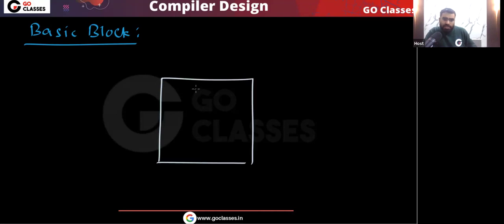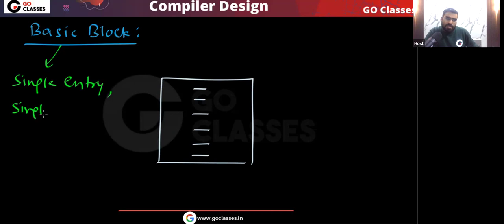This is a sequence of instructions. Some instruction here, instruction here, instruction here. Some sequence of instructions such that, remember, this is a single entry, single exit piece of code. Okay, piece of code, piece of code.